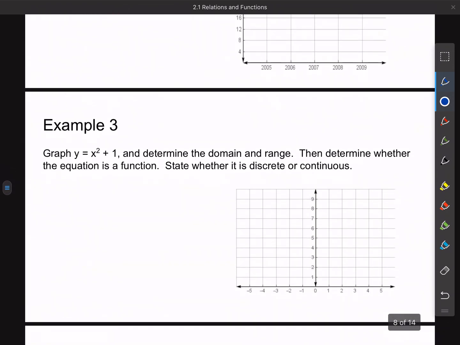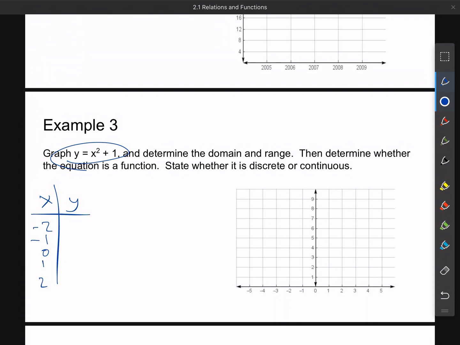Example 3 says graph this and determine the domain and the range. Then determine whether the equation is a function, and state whether it is discrete or continuous. Feel free to throw that into Desmos if you want to check your answers and see how this function works. But you can also just make one of these XY tables as always. I like to start with 0, go into the negative a little bit, go into the positive a little bit, and just see what happens.